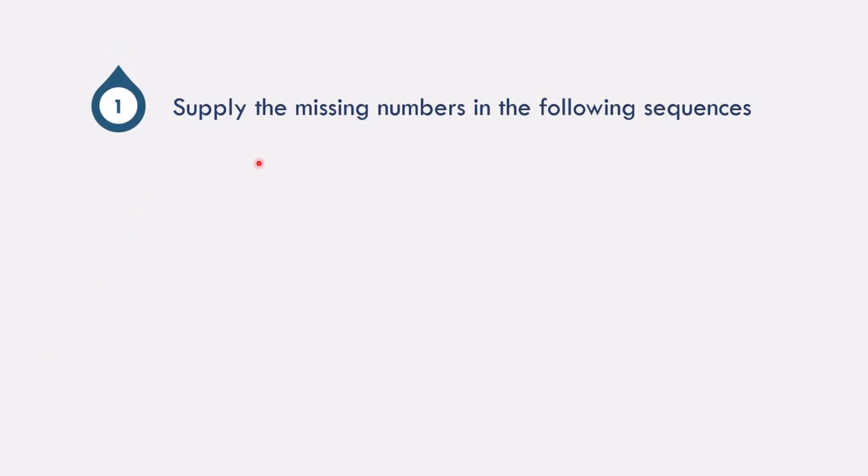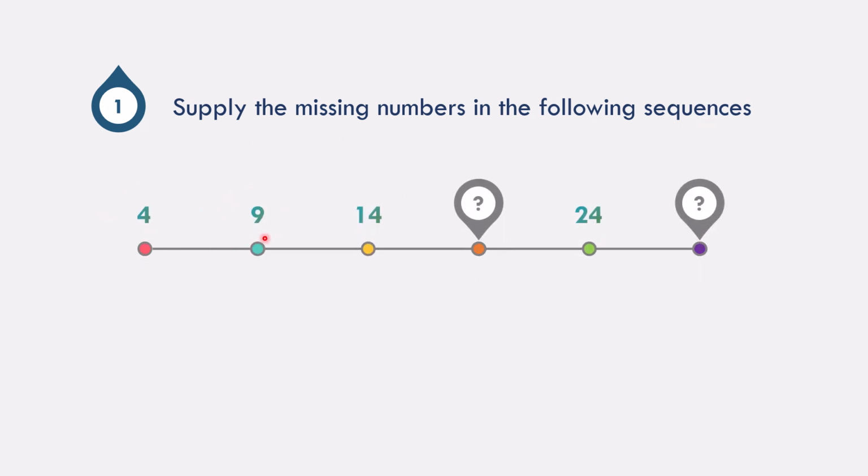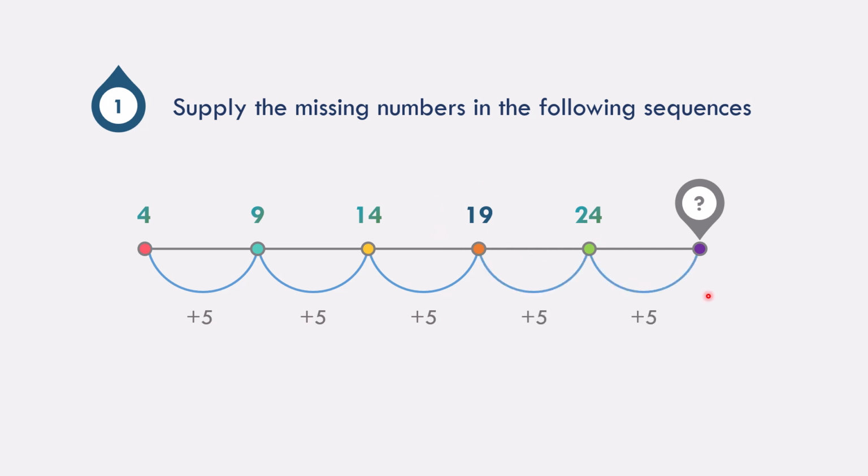Let us supply the missing numbers in the following sequence. The first term is 4, the second term is 9, the third term is 14, and the fifth term is 24. Let us see what could be the pattern. The pattern is to add 5, from 4 to 9. 9 plus 5 is 14. 14 plus 5 is 19. So it means the fourth term is 19. 19 plus 5 is 24, and 24 plus 5 is equal to 29. So the missing numbers are 19 and 29.